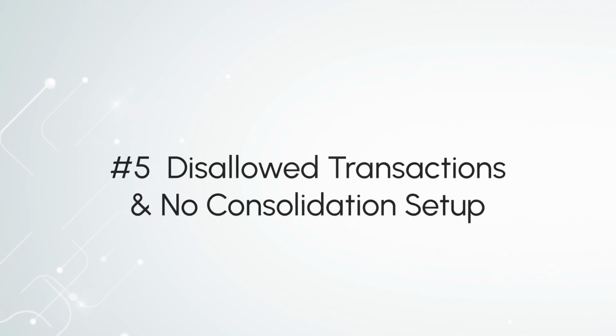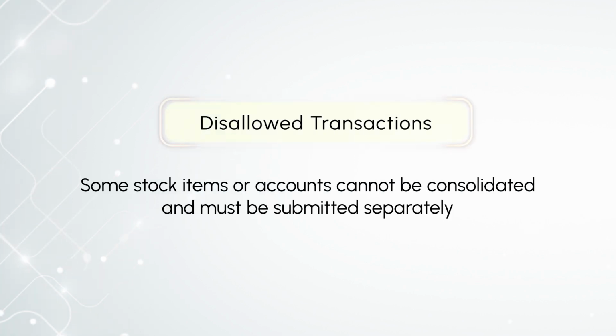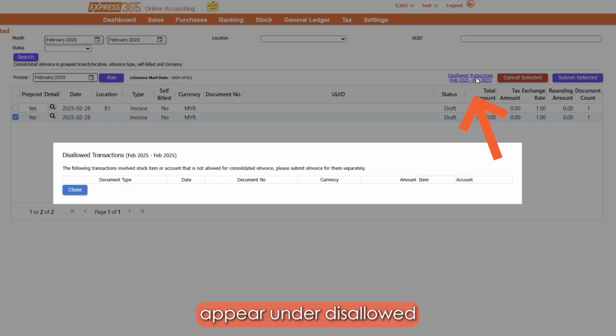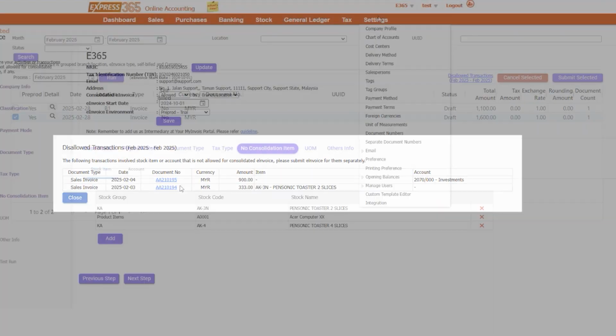Number 5. Disallowed transactions and no consolidation setup. Disallowed transactions. Some stock items or accounts cannot be consolidated and must be submitted separately. These transactions will appear under Disallowed Transactions in the Consolidated Invoice screen.